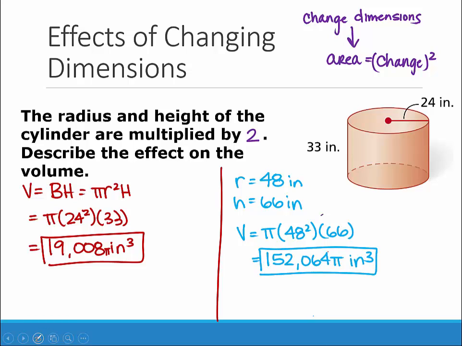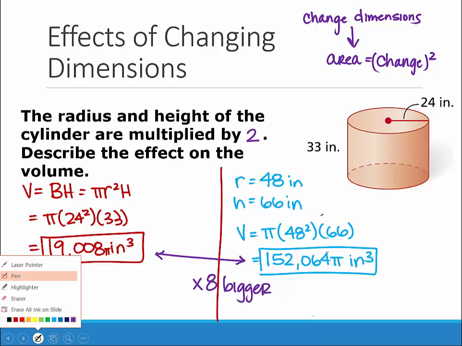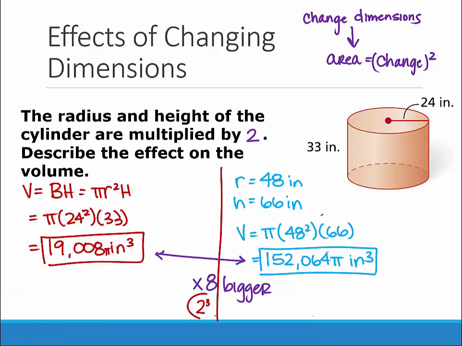And now if we want to compare these, all we have to do is divide them. And you end up with a difference of 8. And that reason is 8 is 2 cubed. So remember, area is the change squared. Volume is the change cubed every single time. So if something gets 4 times as big, you cube 4, and that means your volume is getting 64 times as large.